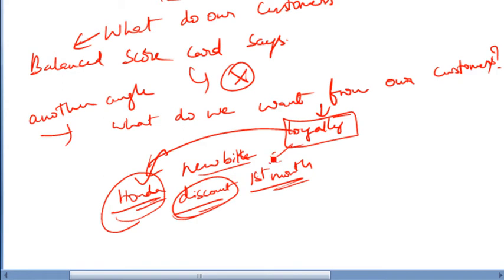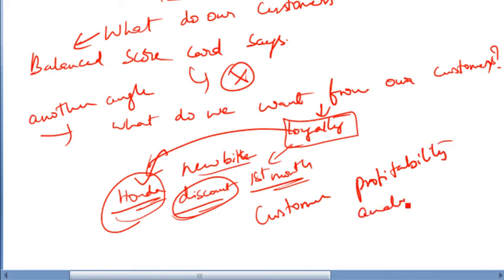So organizations normally want loyalty and profits from their customers, and many organizations have started to perform customer profitability analysis. There's a famous concept called customer profitability analysis.